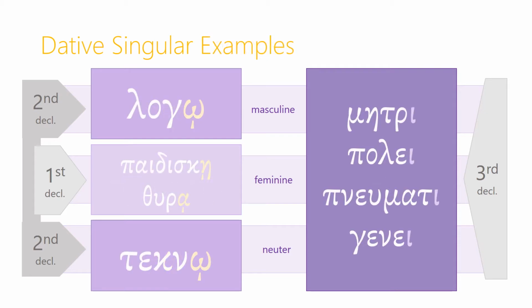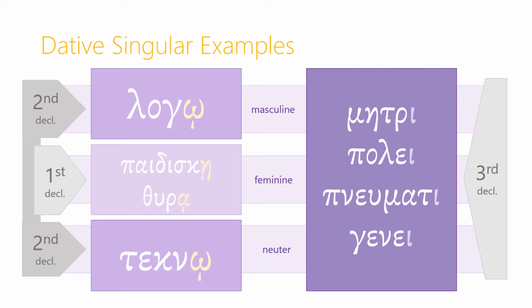So here are some dative singular examples. Logo, with that iota subscript in the second declension masculine. From paidiske and thura, we get paidiske and thura. Doesn't sound different because you don't pronounce the iota subscript. From teknon, we have tekno in the second declension neuter. In the third declension, from meter, we have metri.